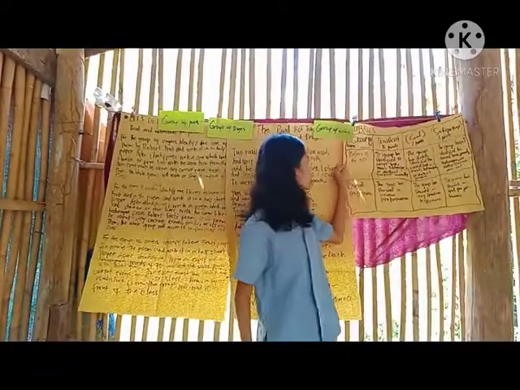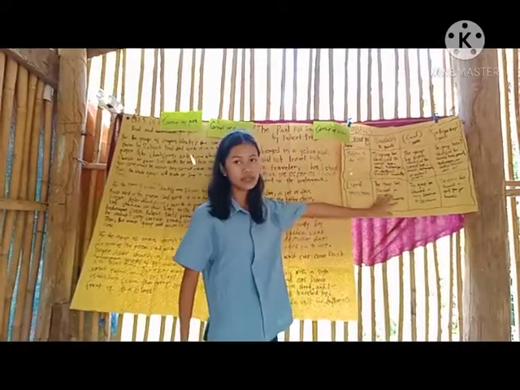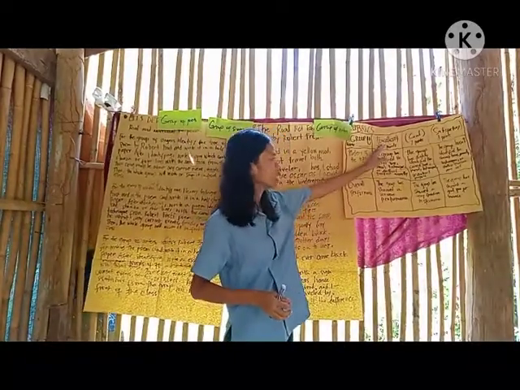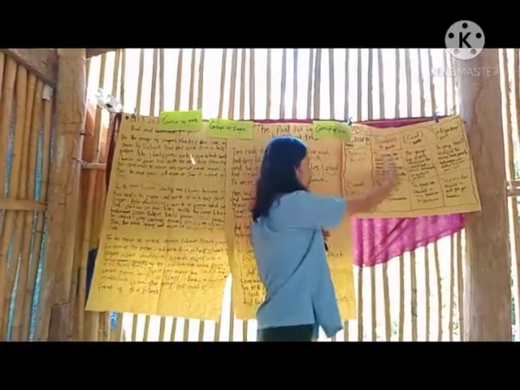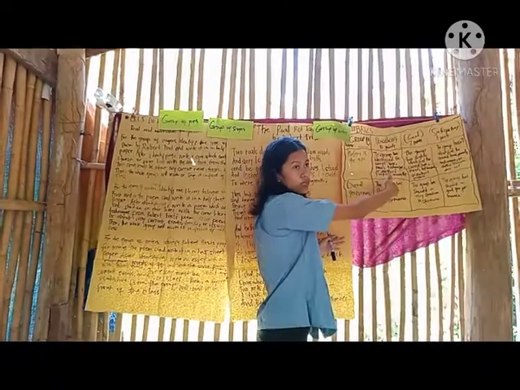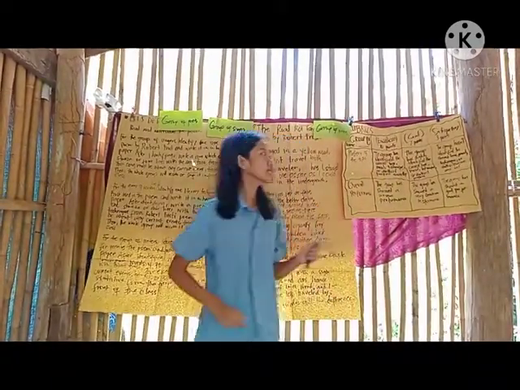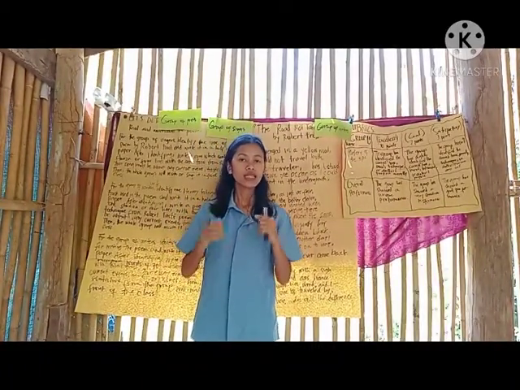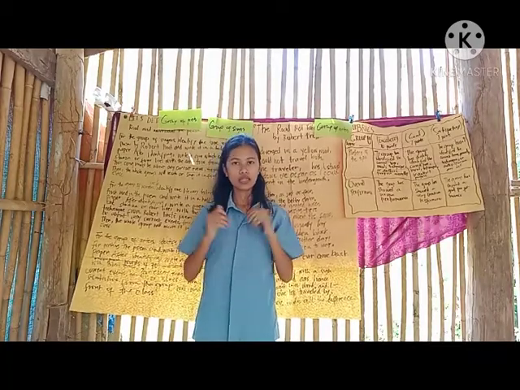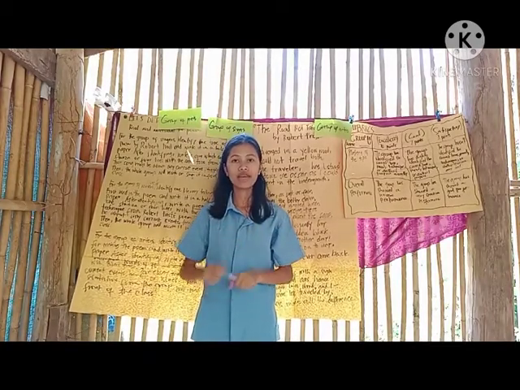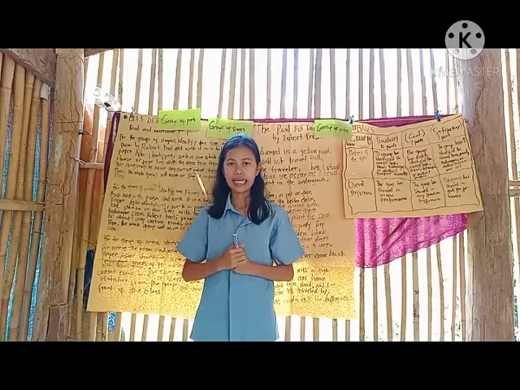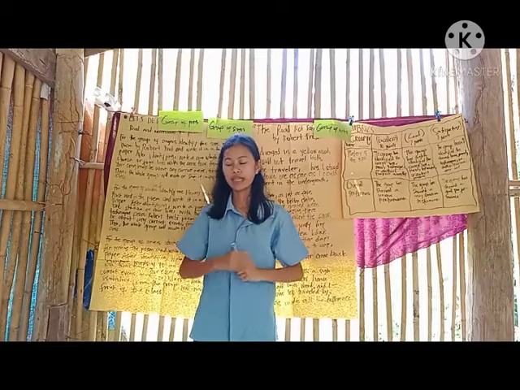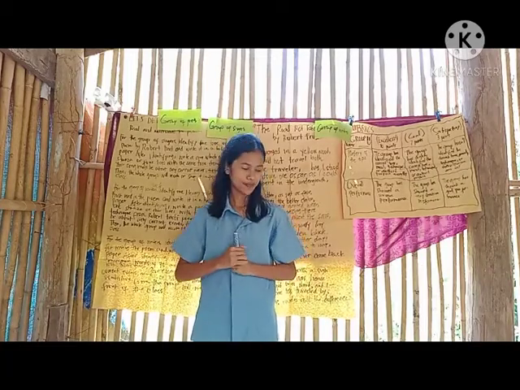So for our rubric, class, just read, and if you want to get the perfect score of 20 points, here are what you are going to accomplish. The first one to perform would be the group of singers. The next one would be the group of poets. And the third and last one would be the group of writers. Do you have any questions, class? Okay, since none, you may start now and enjoy.